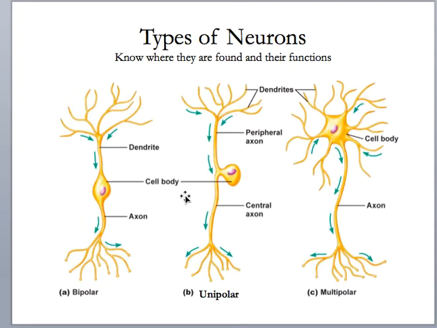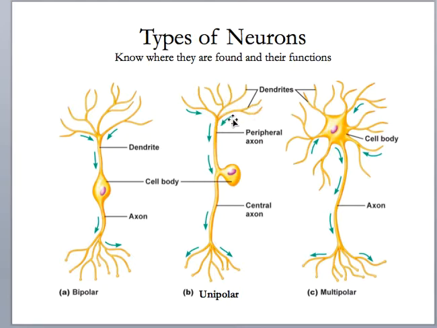Unipolar neurons are also primarily sensory, and it's unipolar because we have this cell body and only one, even though it's very short, we have one process coming off of it. And it does split into two, and so we have what's called this. The reason why this is called a peripheral axon is because this part of the neuron would actually be located in the peripheral nervous system.